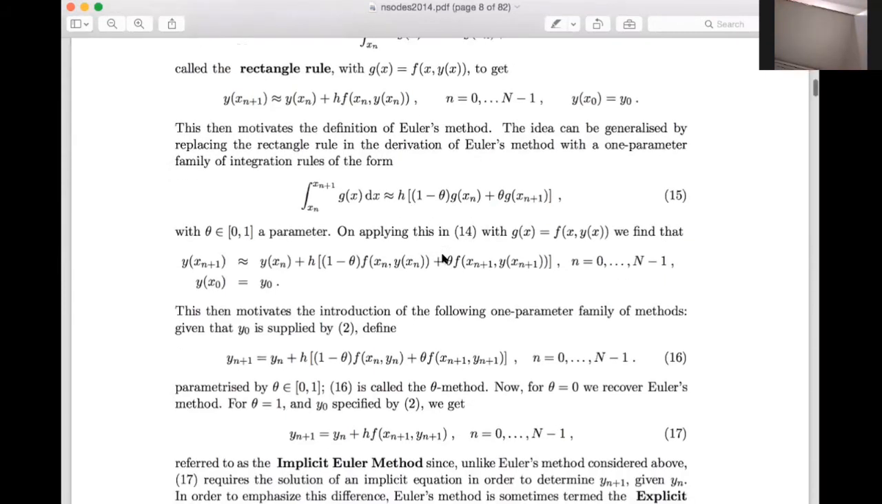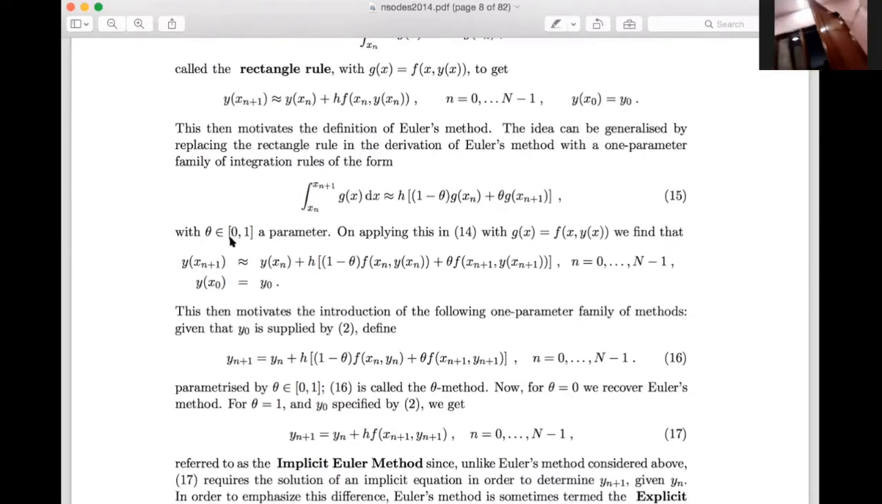So we have generalized, and we say that this is a one-parameter family of methods, with theta belonging to the closed interval 0 to 1. As long as theta is less than half, it will give you the explicit method. As it goes beyond that, from 1 by 2 to 1, it will give you the implicit one.